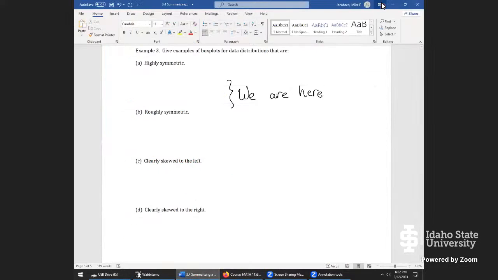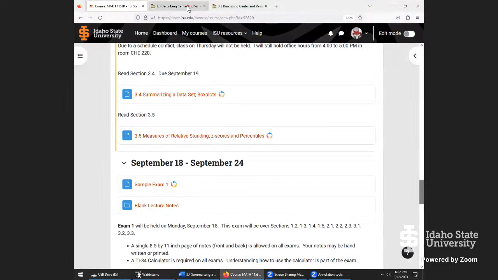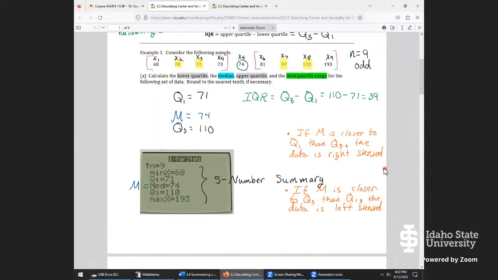This is pretty much where we left off, determining if we have a box plot, what the symmetry situation might look like, whether it's highly, roughly, symmetric, or clearly skewed in a particular direction. And I believe we did take a look at those matters a little bit before. It would have been in section 3.3. And this is the idea we were dealing with.